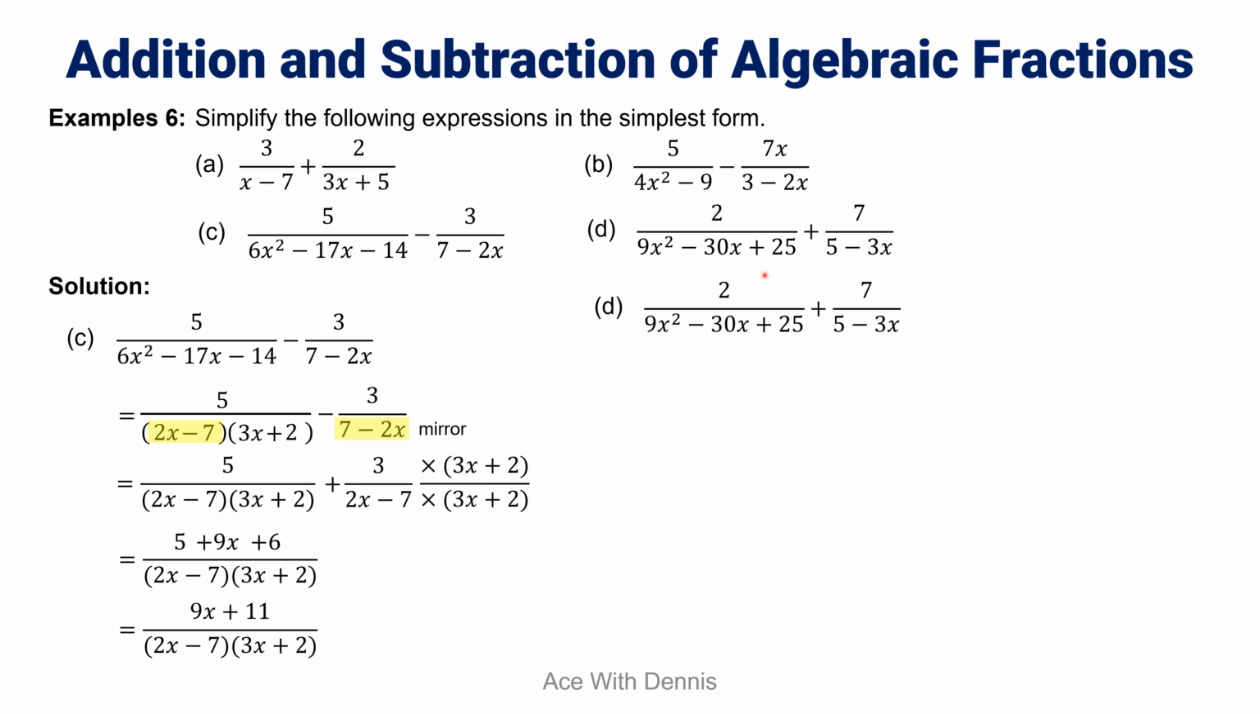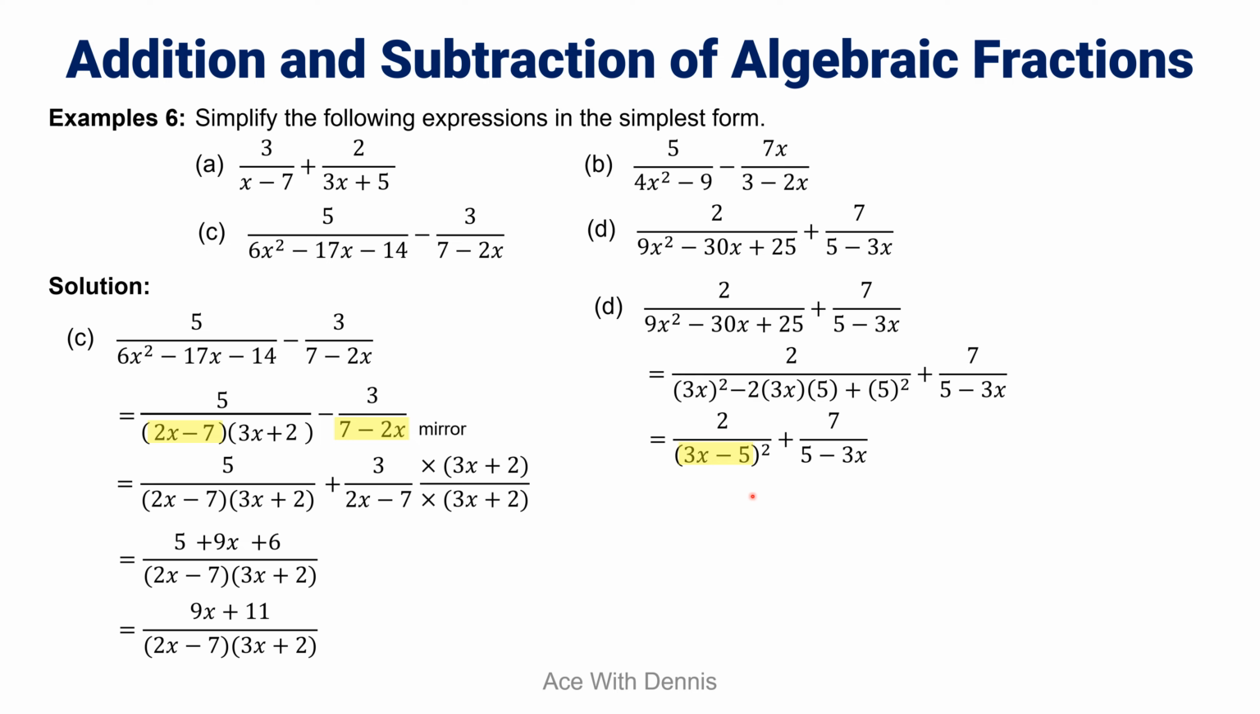Alright, solution for D. Look at the first fraction. We have to factorize the denominator here. When we factorize, as we can see, it is in the form of a squared minus 2ab plus b squared. So when we factorize, it will become 2 over (3x minus 5) squared. The second fraction, we don't do anything, just copy down.